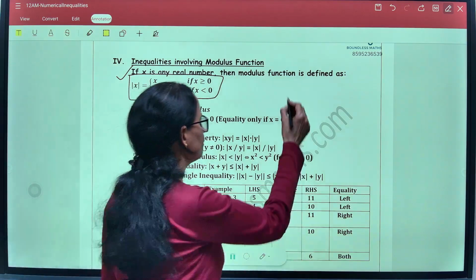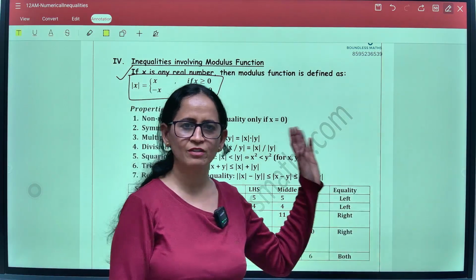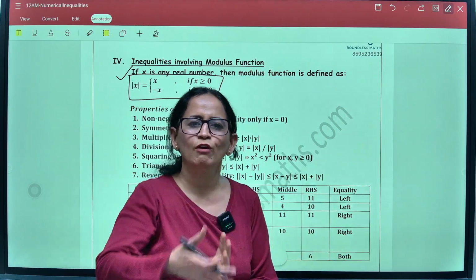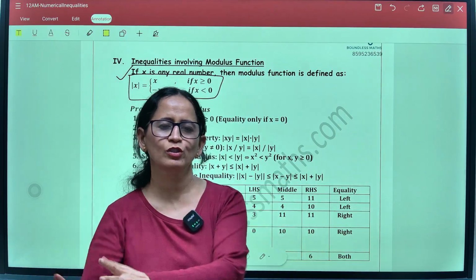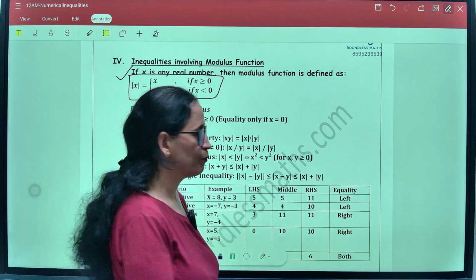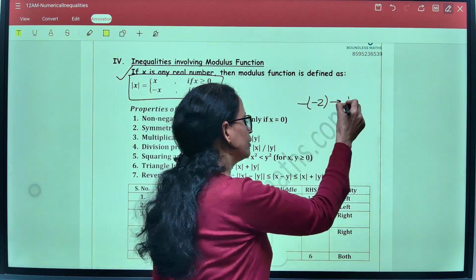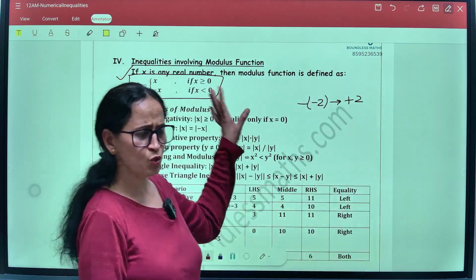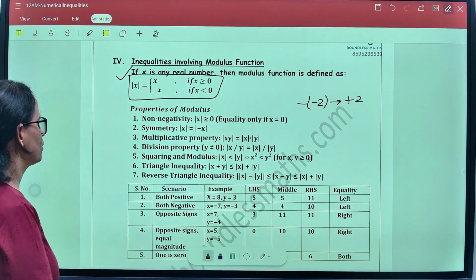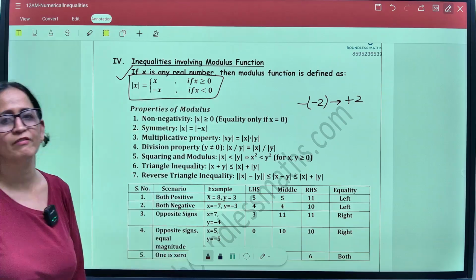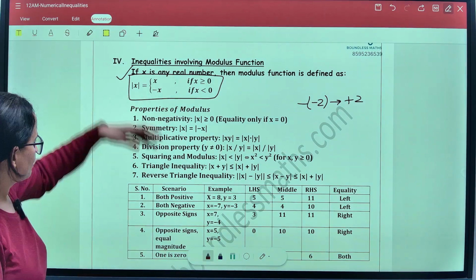It returns the same number if it is a positive number. If it is a negative number, then it returns negative of negative, that is, making it positive. So it always returns you a positive value. For example, if it is -2, it will negate it again and always return you +2. So the modulus function returns x if x is positive, and returns -x if x is negative. So this was the basic definition.